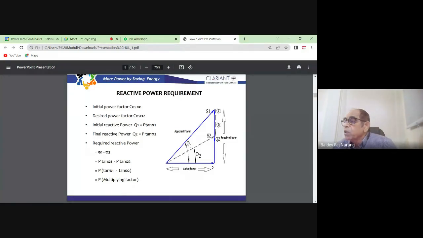So this is the initial demand, and the reactive power is also shown, the large vertical side of the triangle. When we improve the power factor, it is reducing. So we get the improvement in the requirement. Whatever power factor we have improved, the reactive power input from the grid has reduced. So this is shown in another way here.